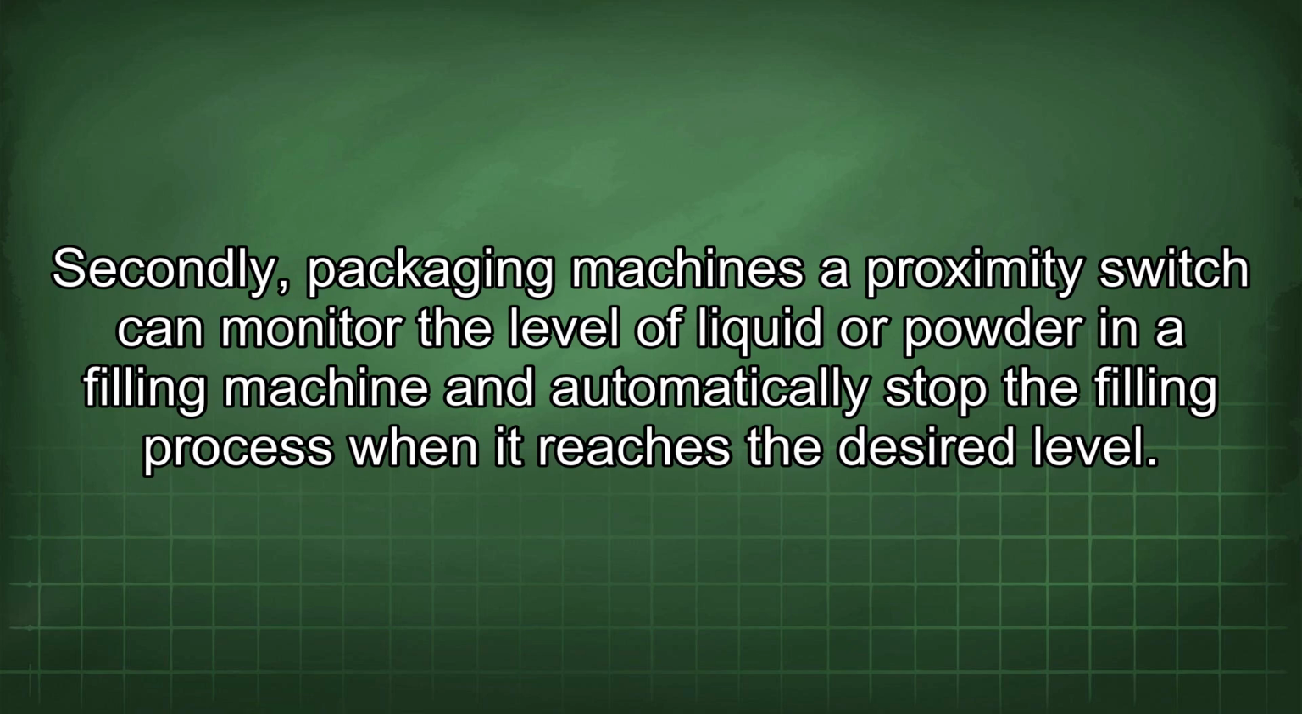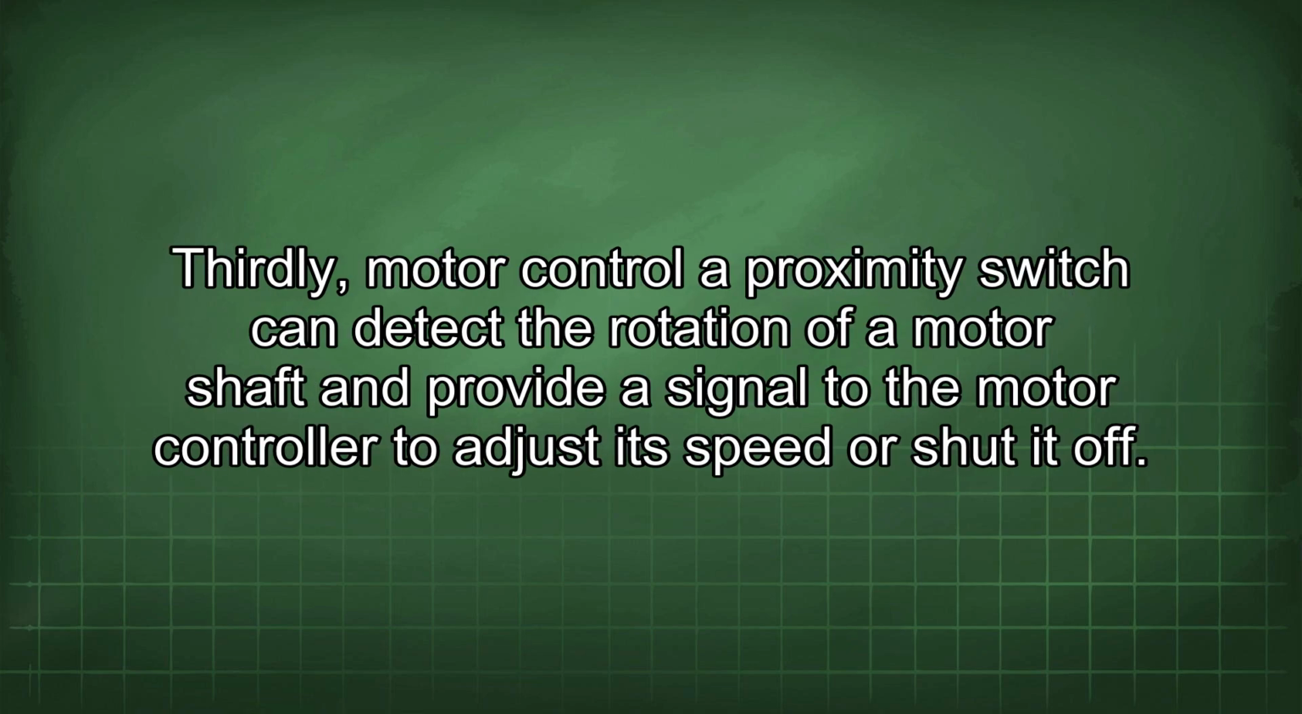Secondly, packaging machines. A proximity switch can monitor the level of liquid or powder in a filling machine and automatically stop the filling process when it reaches the desired level. Thirdly, motor control. A proximity switch can detect the rotation of a motor shaft and provide a signal to the motor controller to adjust its speed or shut it off.